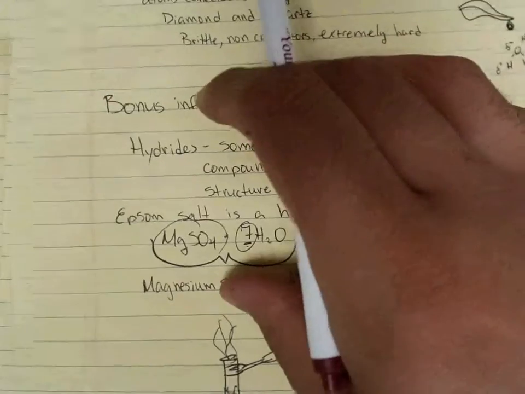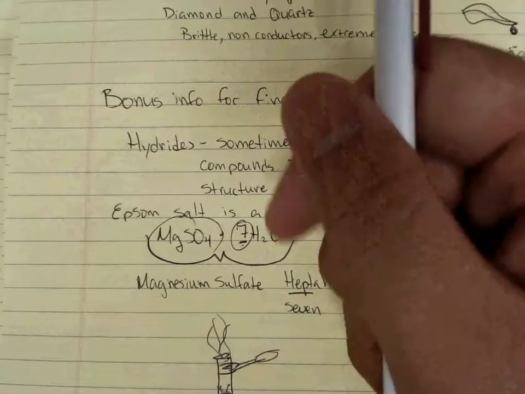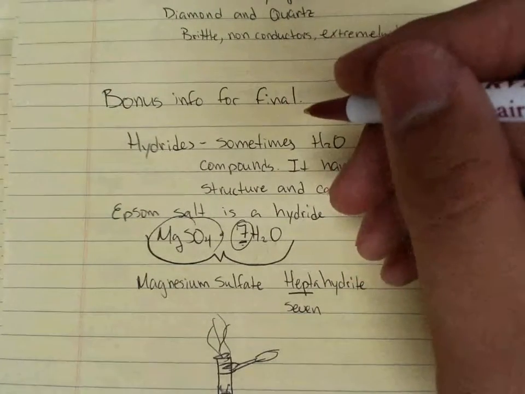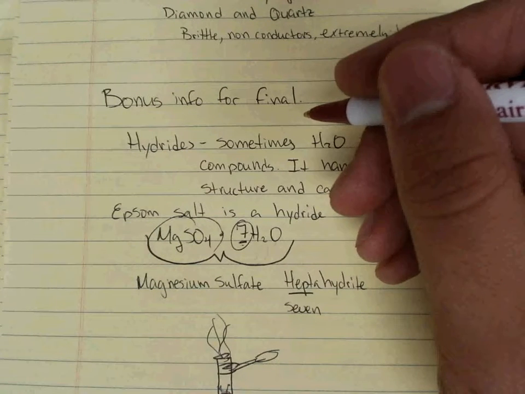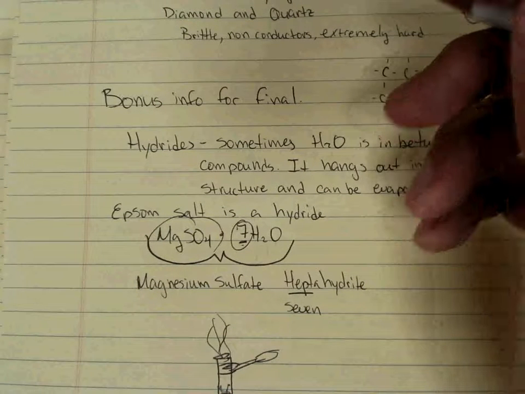These are called hydrates, and depending on how many waters we have, that's the name we give them. This is part of your semester review. All right, hope that helped.